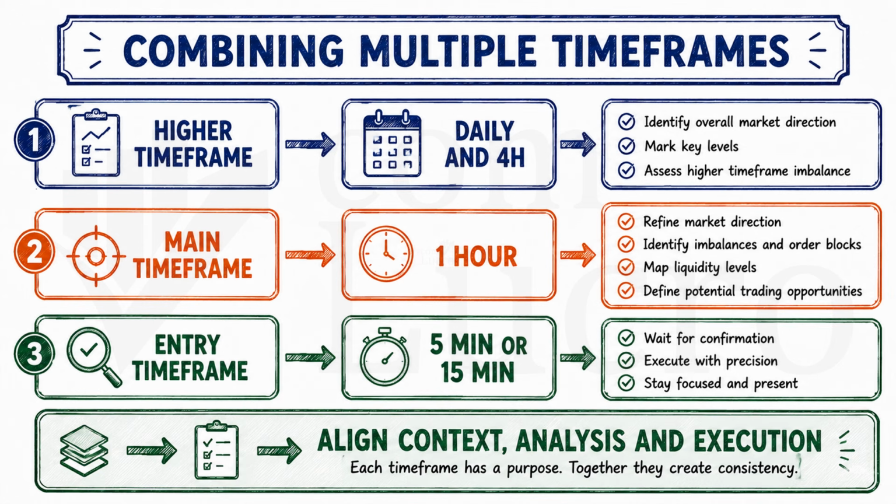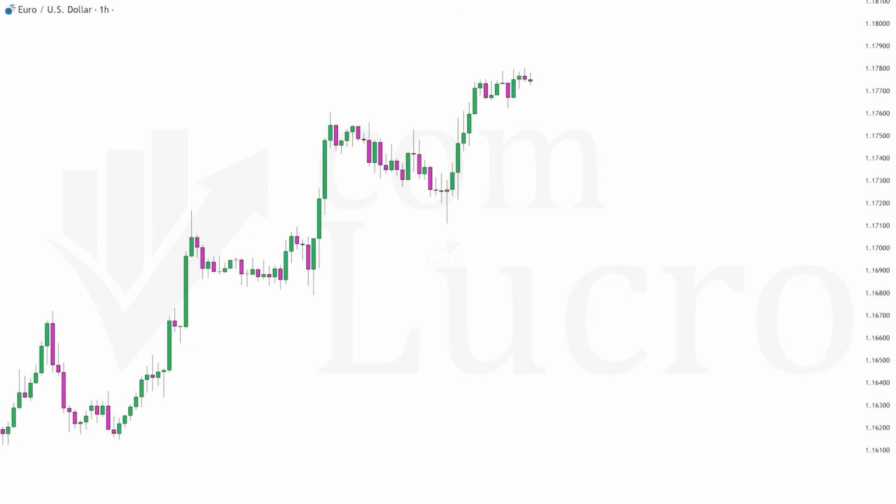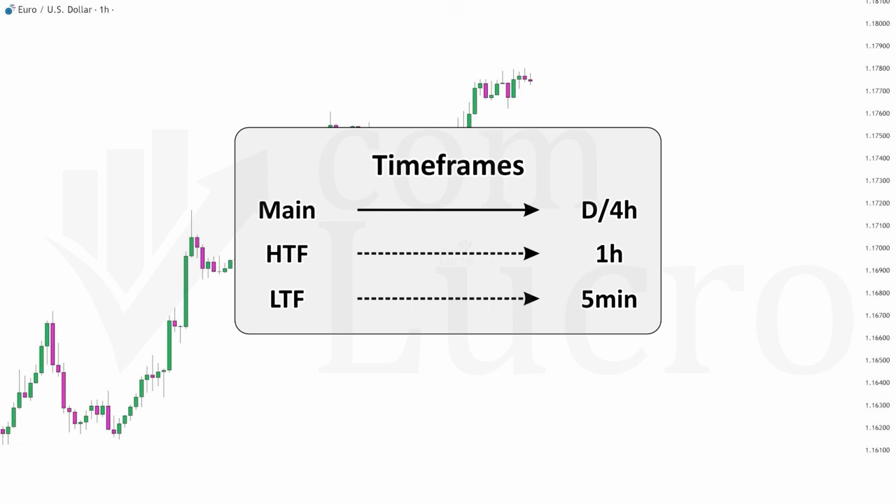Keeping just 2 higher timeframes above your main one is usually enough to get a clear view without overcomplicating the process. So in this part of the video, let's go through some real chart examples to show how we combine multiple timeframes, from identifying the higher timeframe bias to finding confirmation and executing the trade. For this analysis, we will use the 1-hour chart as the main timeframe, the 4-hour and daily charts as higher timeframes, and the 5-minute chart for confirmation and entry if needed.